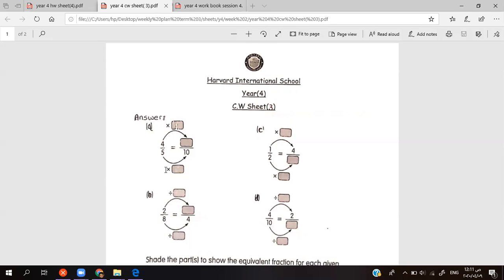No, it's not 1. Then 5 times 2, yes, 5 times 2 gives me 10. So like that I multiply the denominator by 2. And whatever I do to the denominator I'm going to do to the numerator. So I'll multiply up by 2 as well. 4 times 2 gives me what? Gives me 8.